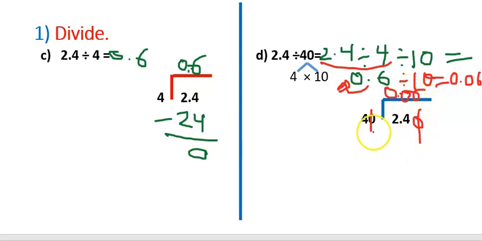Now I need these two numbers. 6 times 0, 0. 6 times 4, 24. 0, the answer. So it's 0.06, which is the same as this one.